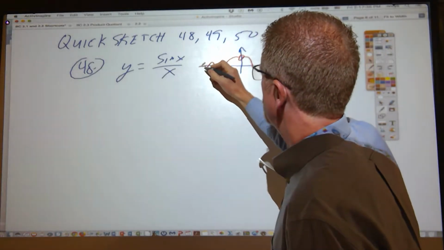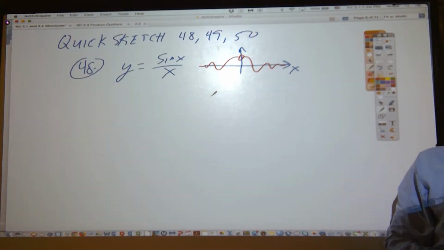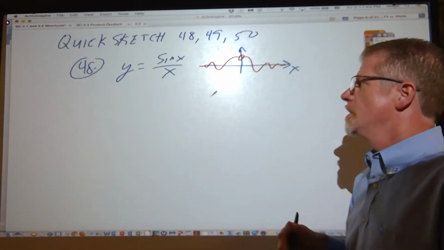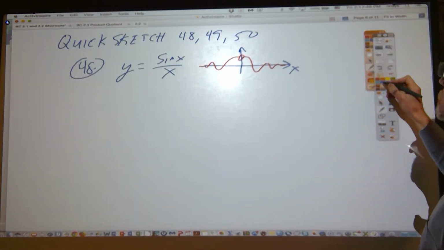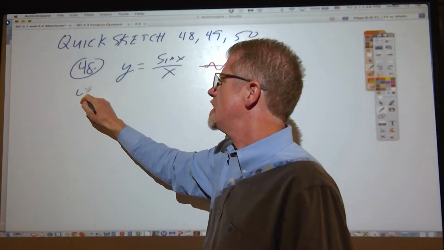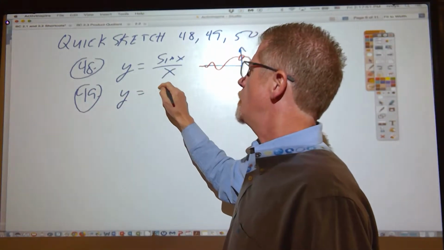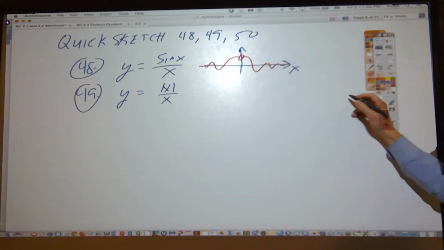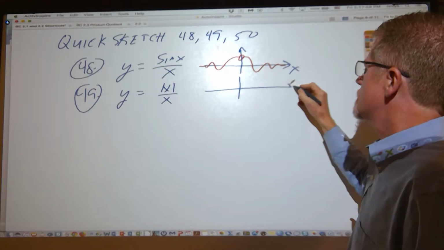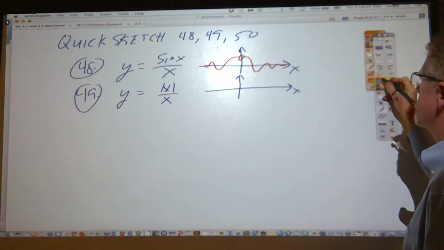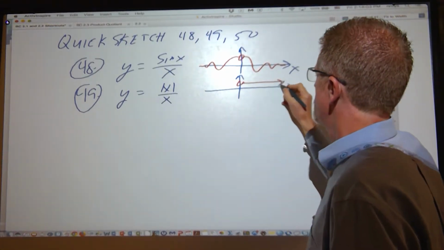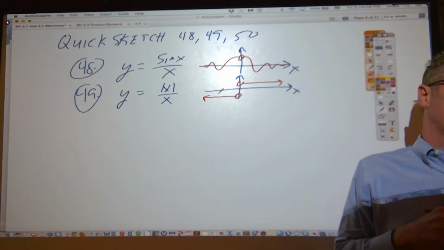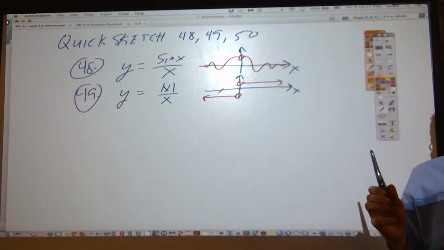I've got it here in red. Does that ring a bell? Does that look like what quick sketch 48's graph was? Sine x over x has a hole at 0, 1. How about this one? Quick sketch 49 was y equals the absolute value of x divided by x. See if you remember what that quick sketch came out to be, and then sketch it, then look up here. Hope you have a piecewise function. Half of it's at y equals 1, the other half at y equals -1.